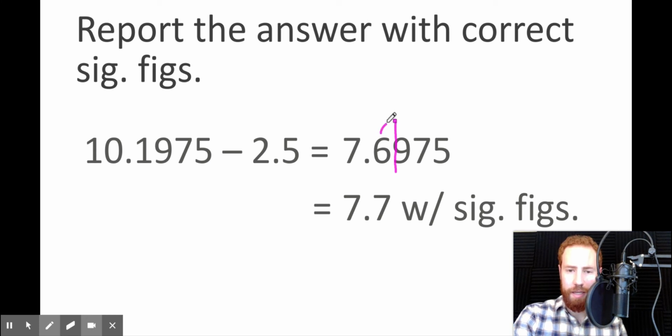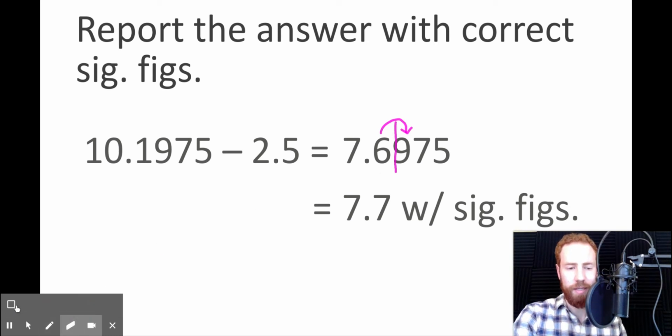But again, we've got to look at the thing that follows the last significant figure. In this case, it's a 9, which is greater than a 5. So the last sig fig, the 6, is going to round up to a 7. And so our real answer is 7.7.